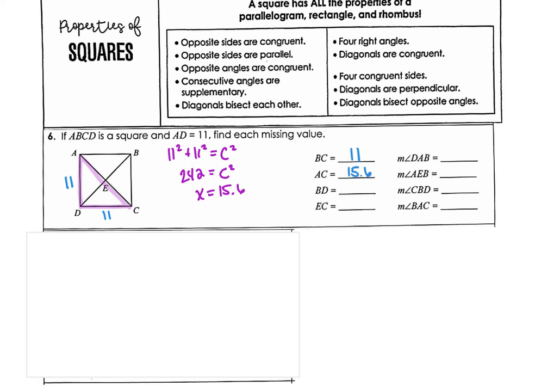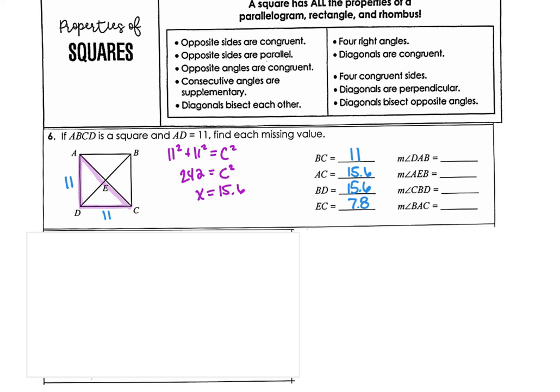B to D, I know from all my prior attributes, my diagonals are the same. That's the other diagonal. E to C, that's half of one of my diagonals. So I take the 15.6 and I cut it in half. That's 7.8. So really, once I've found one side, that's all I need to find every single length measurement in this entire thing because it's a square.